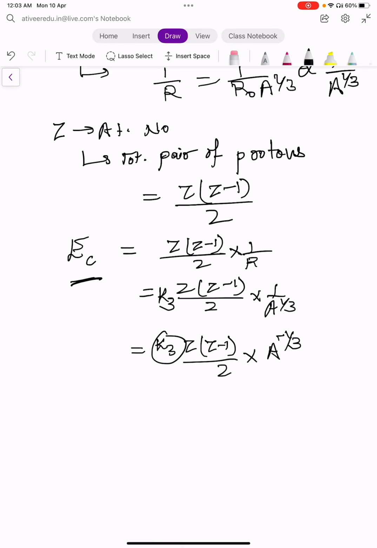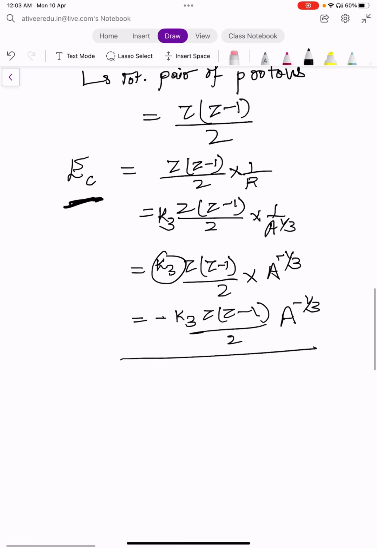Since this Coulomb repulsion between the protons is causing a reduction in the binding energy, this EC, the Coulomb energy of the nucleus, will be negative. And so we can say it is equal to minus K3 Z into Z minus 1 by 2 into a to the power minus 1 by 3. So this is the Coulomb energy.